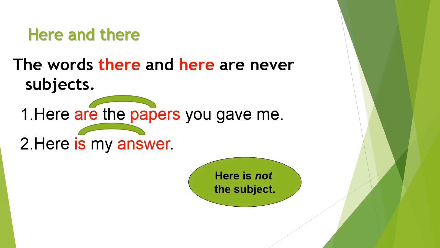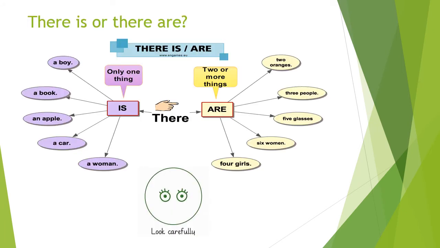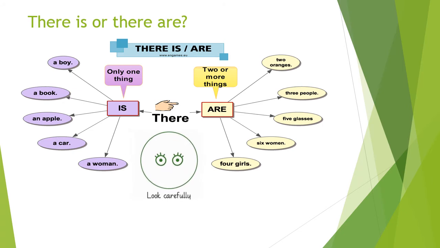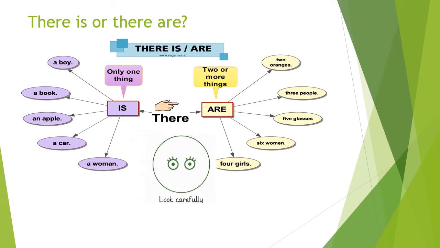Okay? Remember, here and there are not the subject. There is or there are. Very easy. If you're talking about one thing, you use is. There is a teacher outside. There is one student missing. There are 2 papers left on the table. There are 3 children in the playground. Okay? So look carefully for the subject to know whether to use is or are.